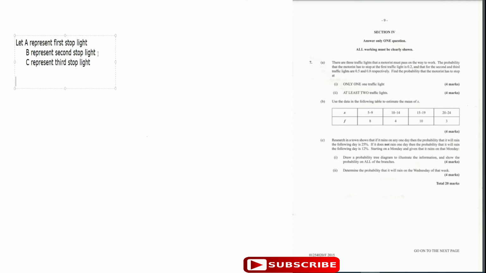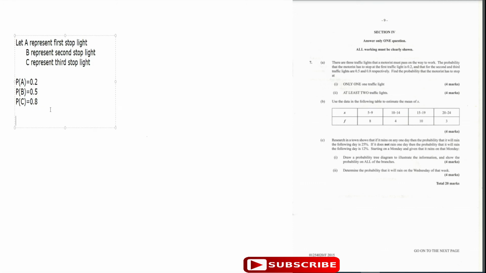And so what we need to find out now is, they're telling us that the probability that the motorist stops at the first stop light is 0.2. The probability that he stops at the second stop light is 0.5. The probability that he stops at the third is very high, since that stoplight probably changes every 10 seconds or so, so it's very likely that he will get stopped there. It says find the probability he stops at only one stoplight.